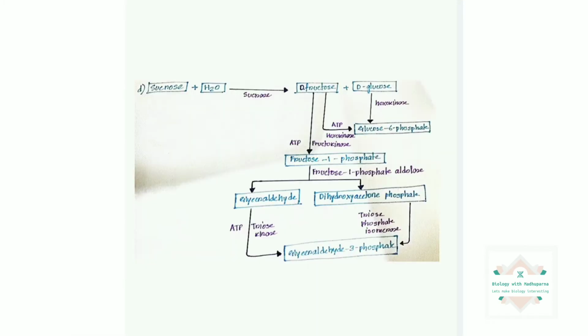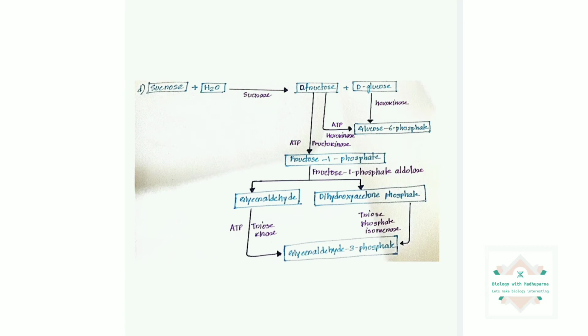So sucrose consists of one D-fructose and one glucose. For this sucrose hydrolysis, the enzyme sucrase will play a part, and it will convert this sucrose into one molecule of D-fructose and one molecule of D-glucose. That D-glucose will enter the glycolytic pathway and it will produce 2 pyruvate out of it.